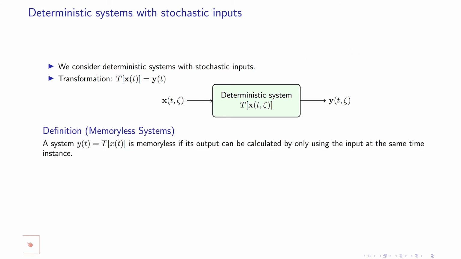Now, we define a system to be memoryless if the relationship between input and output is such that the output at any given time t is only a function of the input at that particular time. This is a definition that you knew from your undergraduate course. For example, if a system is memoryless, y of t, this random variable at time t, is only a function of x at time t.